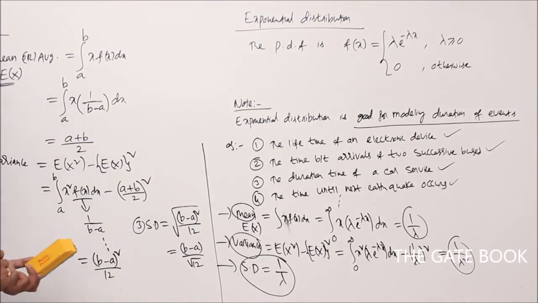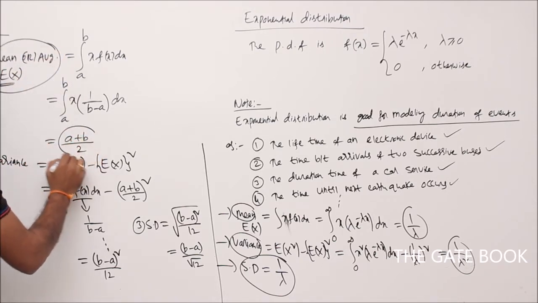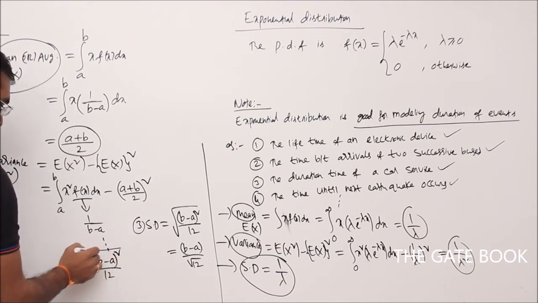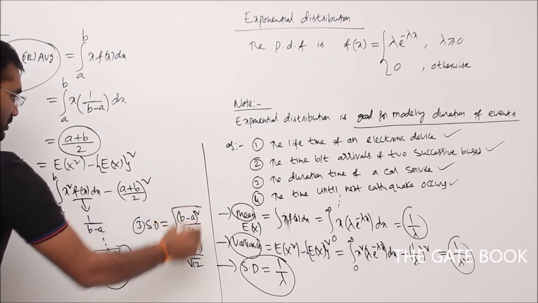Whereas in case of uniform distribution, we got mean or average, that is expectation of x, as a plus b by 2. Variance, this is sigma square, we got b minus a whole square by 12. The standard deviation is the positive square root of variance.